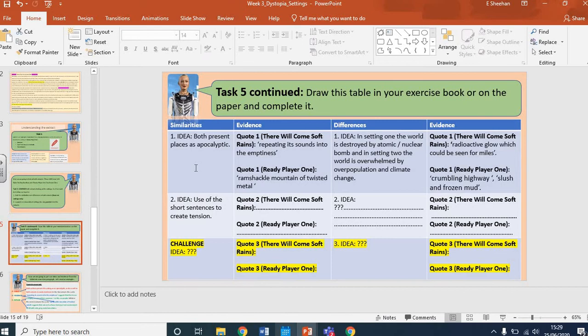Now differences. So the idea here is that the setting in one of the worlds has been destroyed by the atomic bomb, and we see that in the quote, the radioactive glow, which could be seen for miles, that's the hint at the radioactive atomic nature of the ending of this world. And extract 2 is that the world has been overwhelmed by overpopulation and climate change. So it talks about a crumbling highway, slush and frozen mud. So the crumbling highway maybe signifies that it's been used so much that it's now falling apart. Too many cars have travelled over it. Because of the state that the world's in, the overpopulation, maybe the falling apart of infrastructure, it hasn't been maintained. And then the link to the climate change is where it says slush and frozen mud.